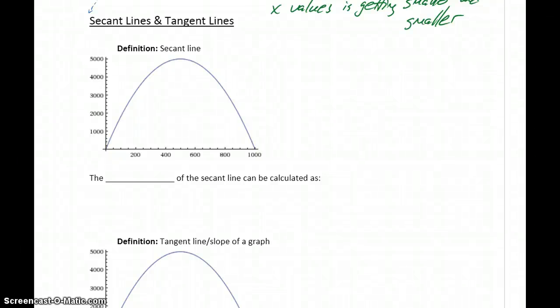We have two specific types of lines that we want to discuss as we continue to build towards this definition of what a derivative is. So we want to start with a secant line. A secant line, excuse me, is a line that passes through any 2 points on a graph.